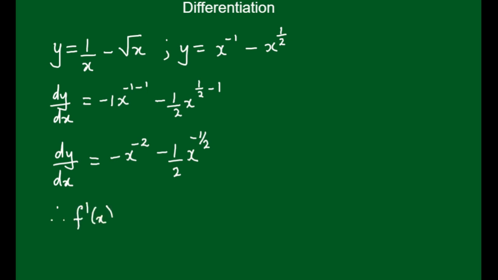F prime of x is just the same as saying dy dx. So this is negative 1 over x squared, minus 1 over 2 square root x, because x to the power of negative half is 1 over root x. So you can write it in this form.